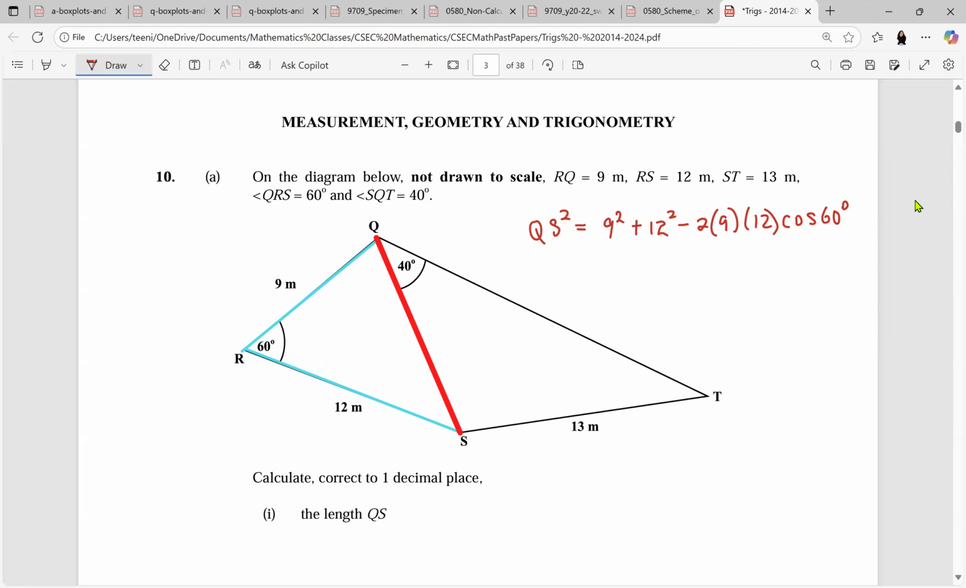Right, let's go. What will be the next line? Next line would be 81 plus 144 minus 261 cos 60. Yeah, cos 60, right?